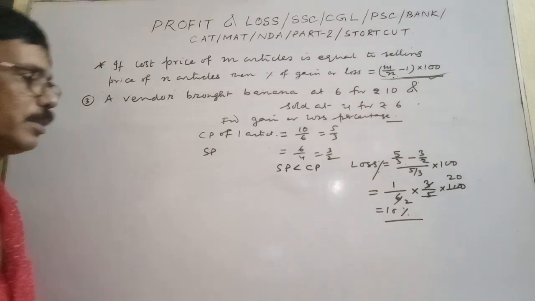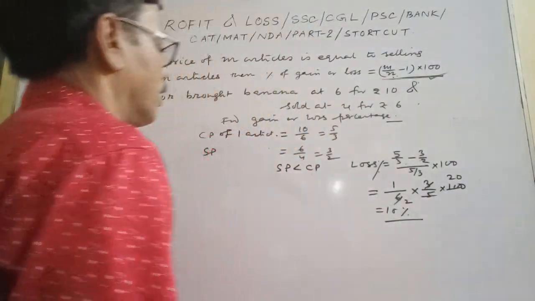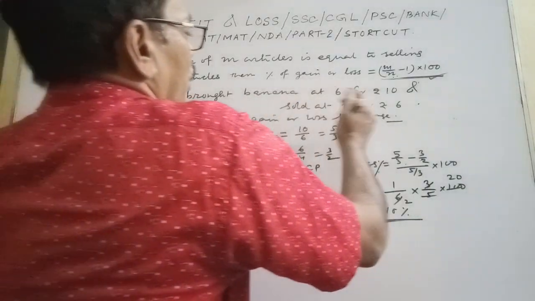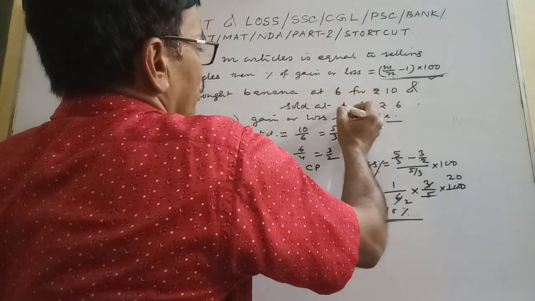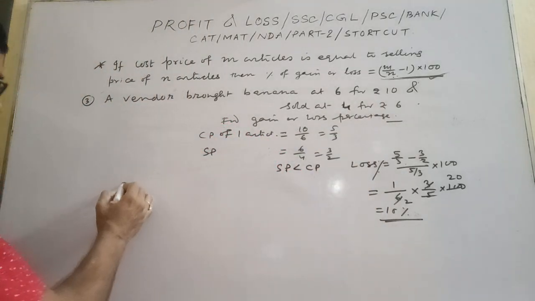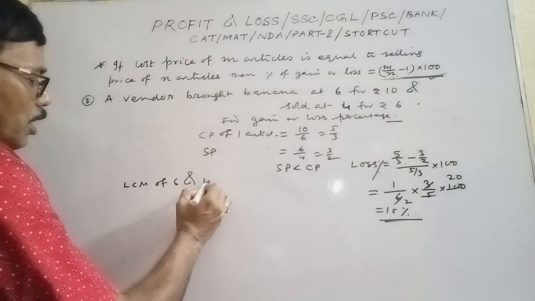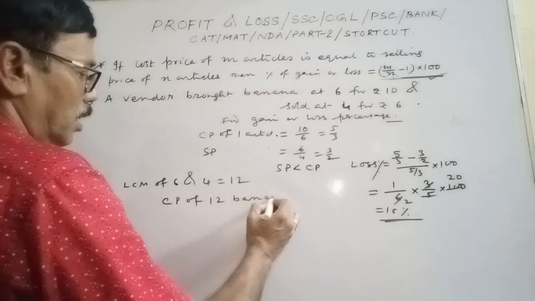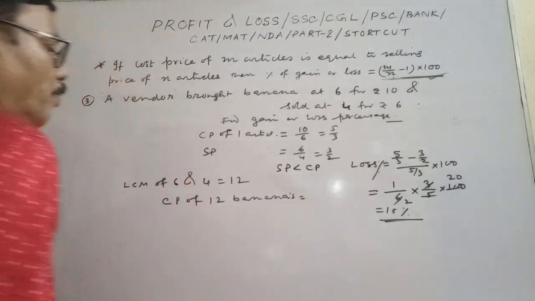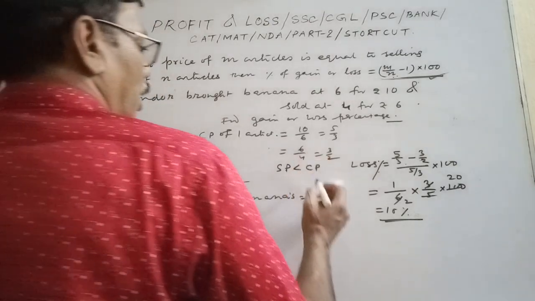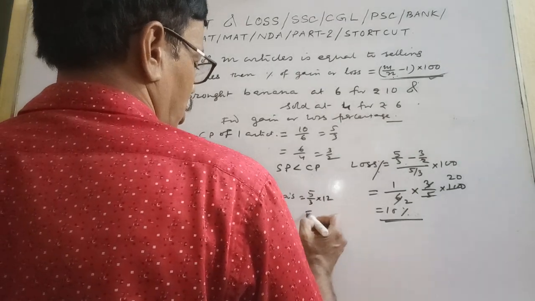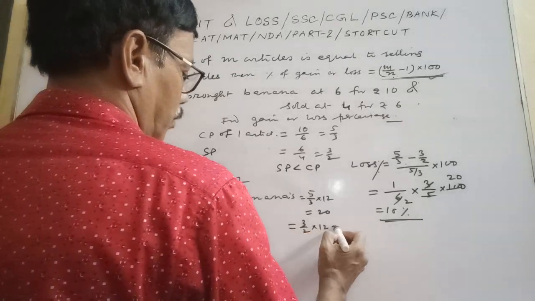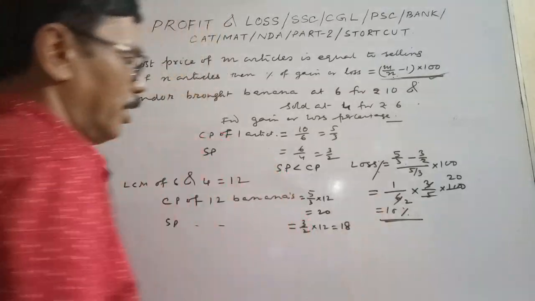Loss is 10%. Now, to avoid fractions, you can also solve it by taking the LCM of the number of bananas. What is the number of bananas? This is 6 and this is 4. So what is the LCM of 6 and 4? It equals 12. So what is the CP of 12 bananas? 5 by 3 into 12, so this is 20. And SP of 12 bananas is 3 by 2 into 12, so this is 18.